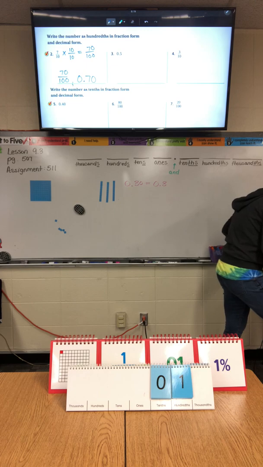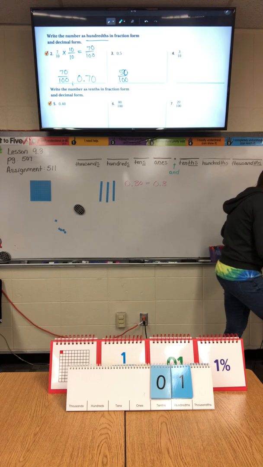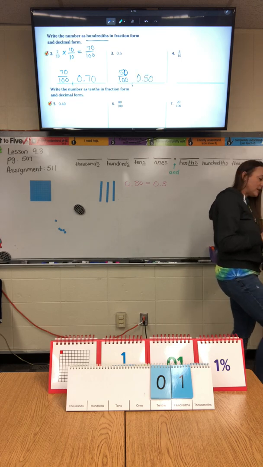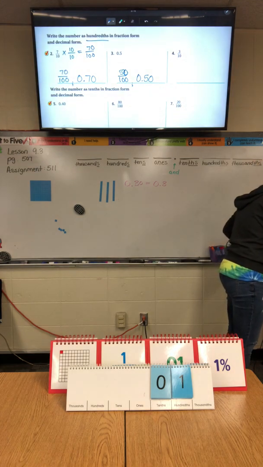So 5/10 is written as 5/10, but they want us to write it as hundredths. So that means we stick another 0 on the top and bottom, and then 0.50 or 50 hundredths. And then 3/10, again, we multiply the top and bottom by 10 and get 30 hundredths. So 30 over 100, which is the same thing as 30 hundredths.